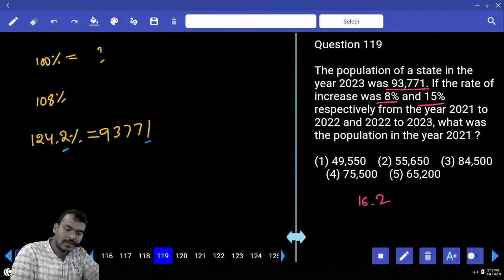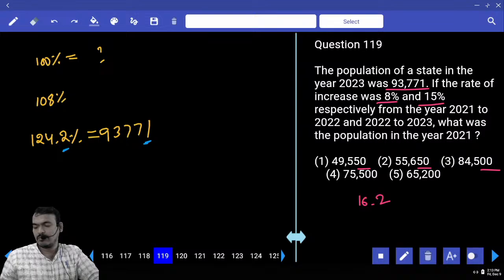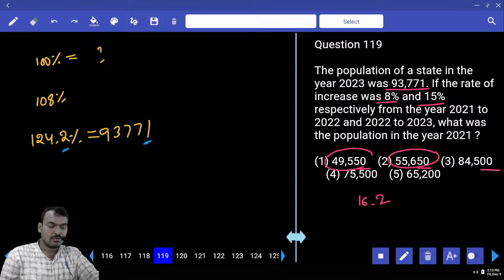2 and 1. How many options end with 50? 2 options end with 50.